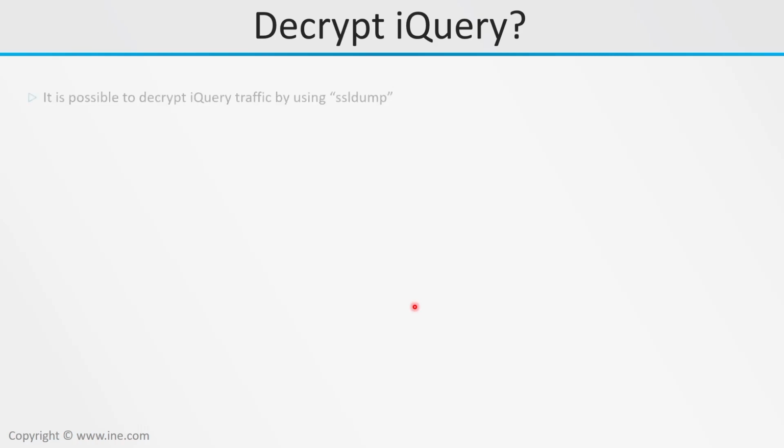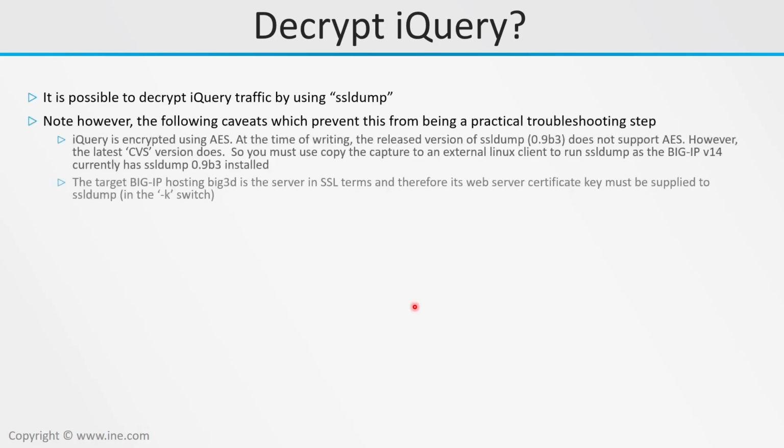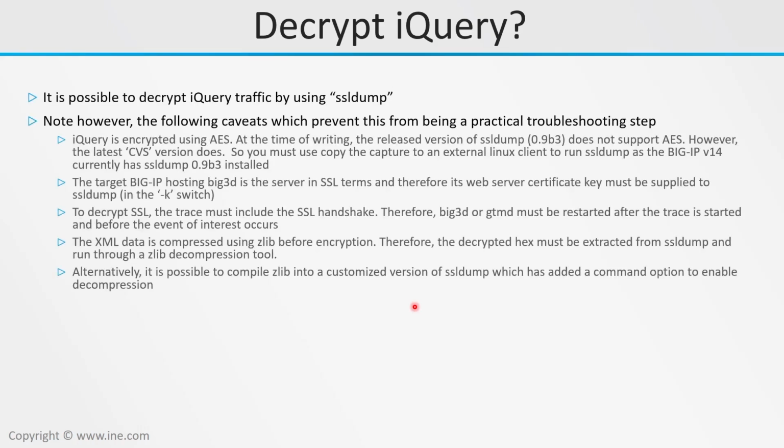Okay, well, let's talk about if we can decrypt iQuery traffic. So is it possible to decrypt iQuery? Well, you can. There are a few caveats that will prevent this from being very easy. So first off, iQuery is encrypted using AES, and in order to use ssldump, the current latest version release does not support AES. So you have to find the CVS version to actually do the ssldump.